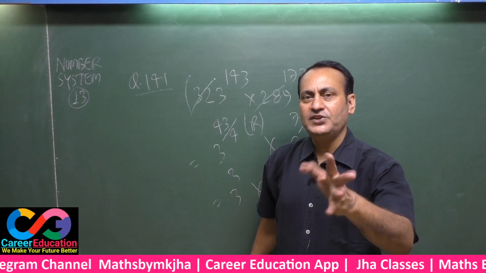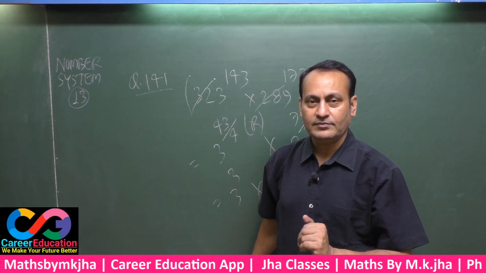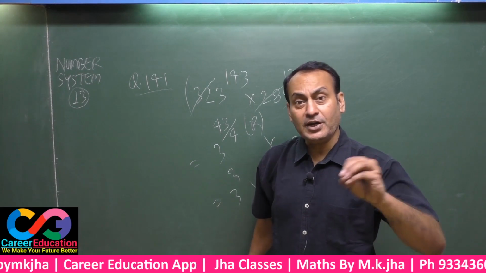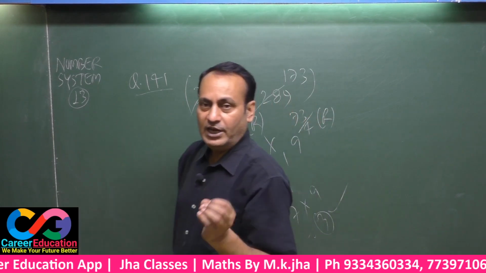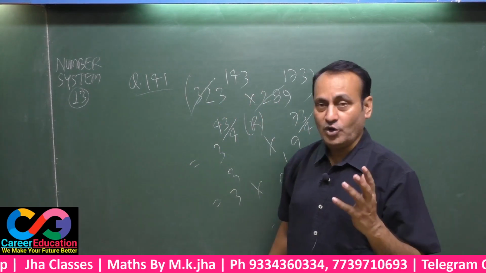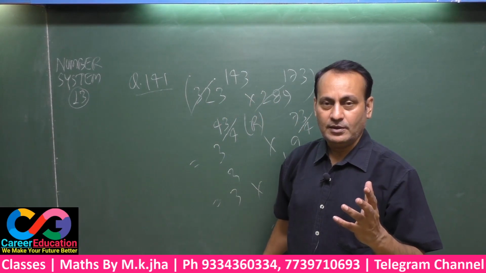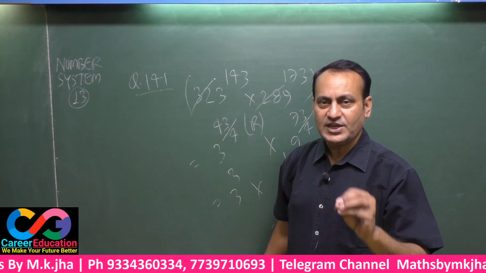If after division by 4, the remainder comes 0 only, again you have to accept 0.